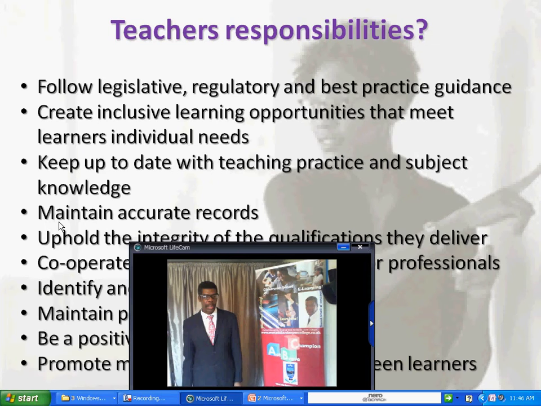Remember, we talked about record keeper as one of the roles that you'll be performing. Maintain accurate records. When grades are being reported, for example, we have predicted grades, and we have actual grades which people have attained. You must record them accurately. What do we mean by accurately?